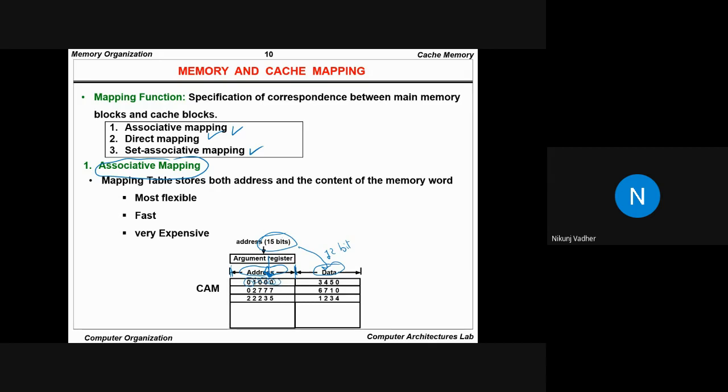Whenever in the near future we require any data, it will first be searched in the cache memory, and if the address matches, then the data at that address will be directly forwarded to the CPU. This is the most flexible and very fast, but it is very expensive. Why? Because we need to implement a circuit that will match all these 15 bits. That's why it is known as content addressable memory, because we match the content rather than the address.